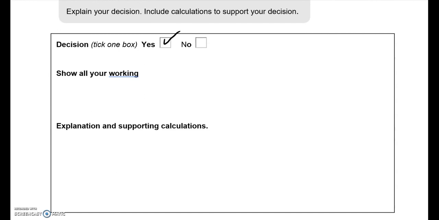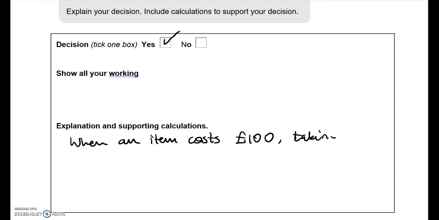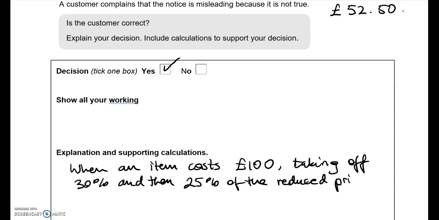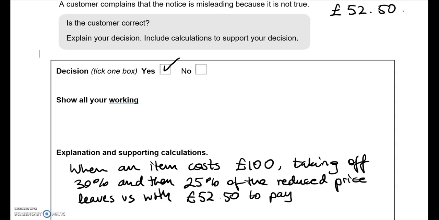We've shown all the working out above, and the explanation is that when an item costs £100, taking off 30% and then 25% of the reduced price leaves us with £52.50 to pay, which is higher than half of the price, the full price.